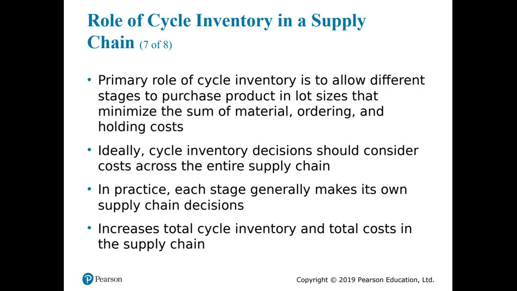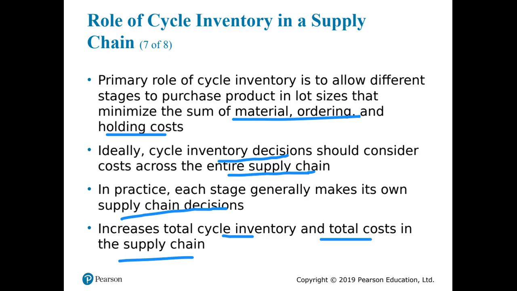So the primary role of cycle inventory is to allow different stages to purchase a product in a lot size that minimizes the sum of material, ordering, and holding cost. Ideally, cycle inventory decisions should consider cost across the entire supply chain. In practice, each stage generally makes its own supply chain decisions, so it increases total cycle inventory and total cost in the supply chain.